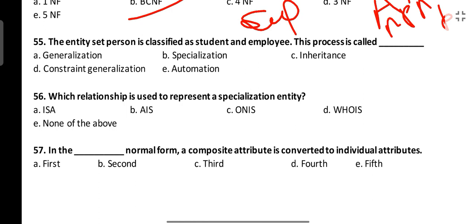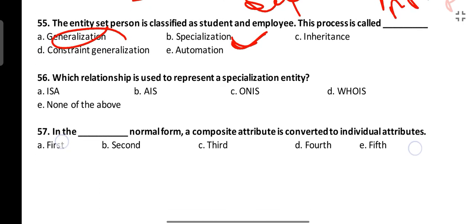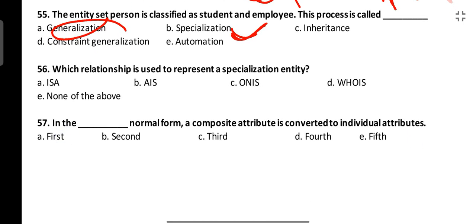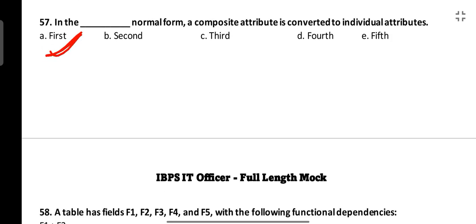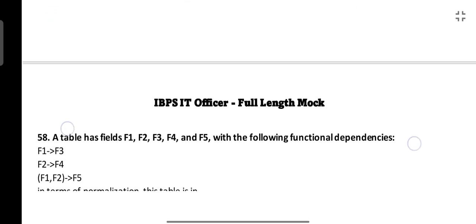Next is, the entity set person is classified as student and employee. This is known as specialization, and the reverse of this is generalization. Which relationship is used to represent a specialized entity? That relationship is ISA, and a triangle symbol is used. Next is, in the dash normal form, a composite attribute is converted to individual attributes. This is first normal form. First normal form itself says that every column should have a single value, not a composite value.